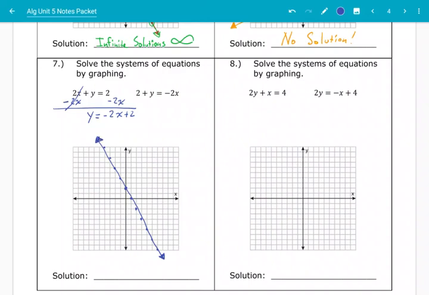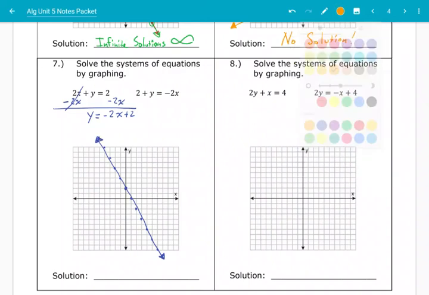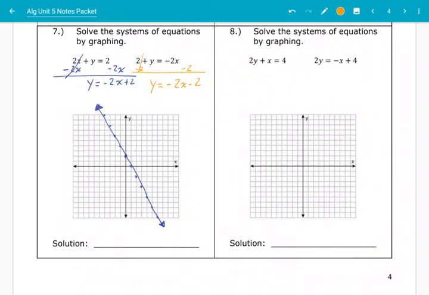Here's the first one. All right, let's use this for this one. All we have to do is subtract 2. So y equals minus 2x minus 2. Okay, let's see what happens here. Negative 2 is down here, and my slope is minus 2, which, looky here, is the same slope again.